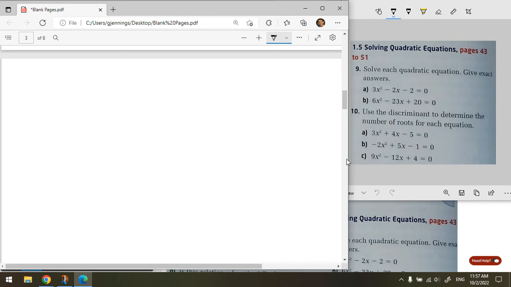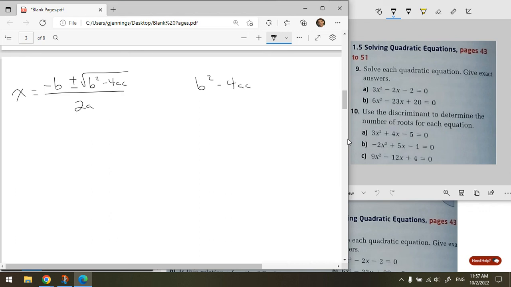Question number 10. This one says use the discriminant to determine the number of roots for each equation. Okay, well, let's do a little quick tour of the anatomy of the quadratic formula. x is equal to negative b plus or minus the square root of the discriminant, which is underneath the radical sign, over 2a. Okay, b squared minus 4ac is called the discriminant.